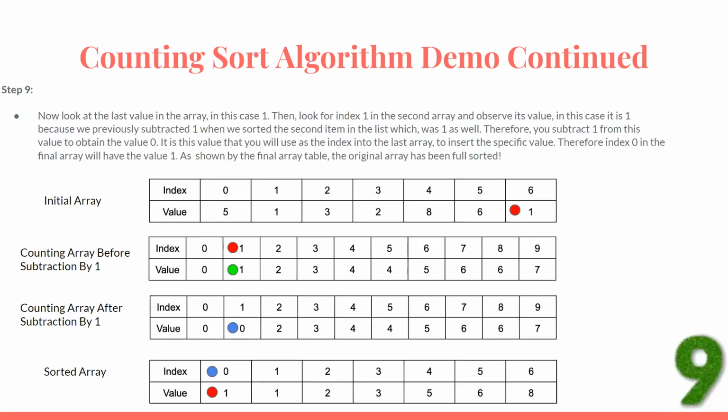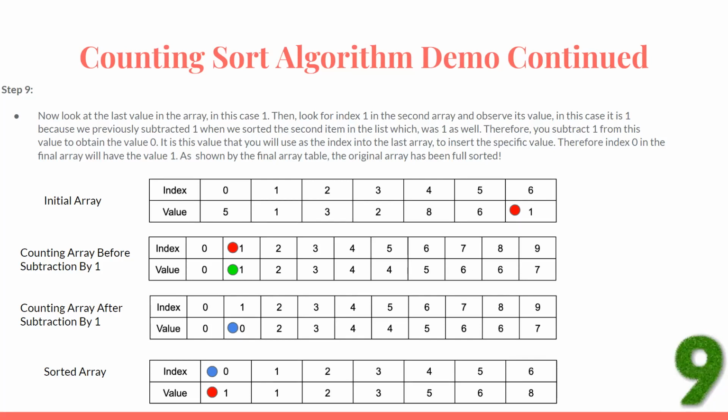Now you look at the last value in the array. In this case, it's 1. Then look for index 1 in the second array and observe its value. In this case, it's 1 because we previously subtracted 1 when we sorted the second item in the list, which was 1 as well. Therefore, you subtract 1 from this value to obtain the value 0.